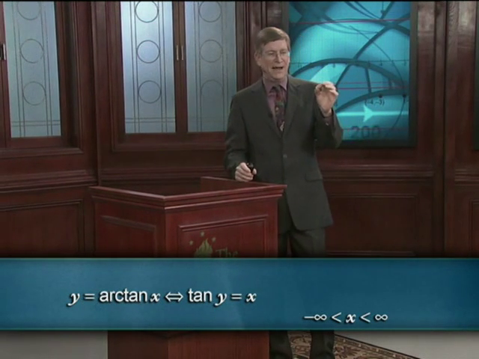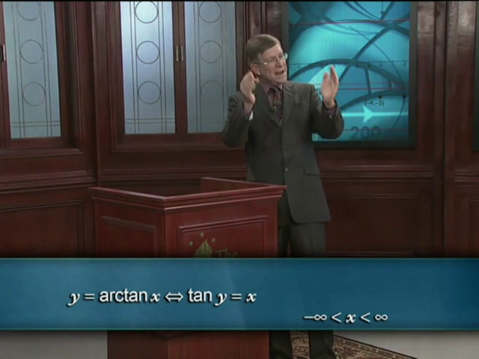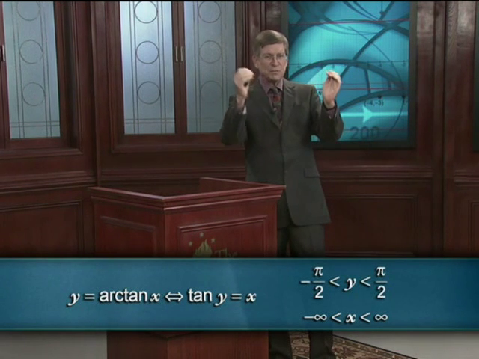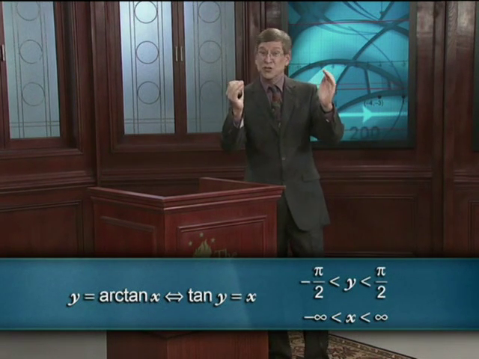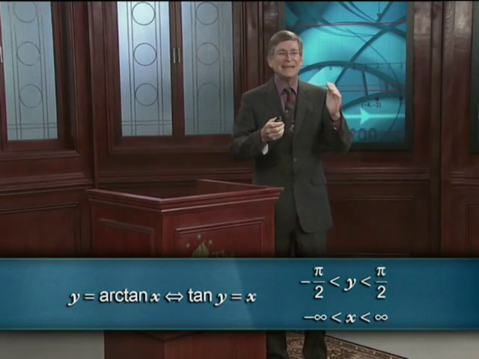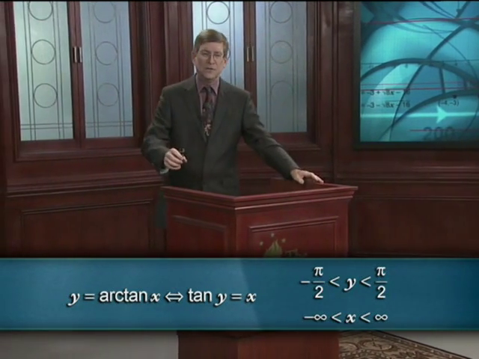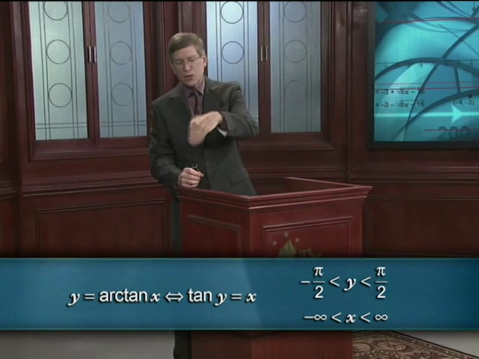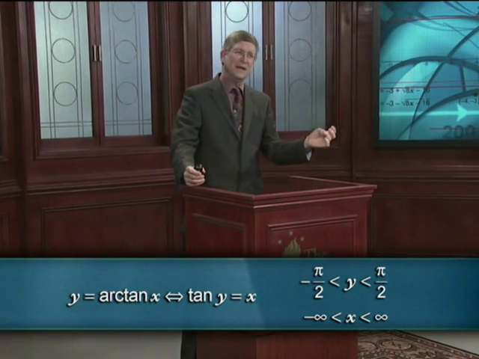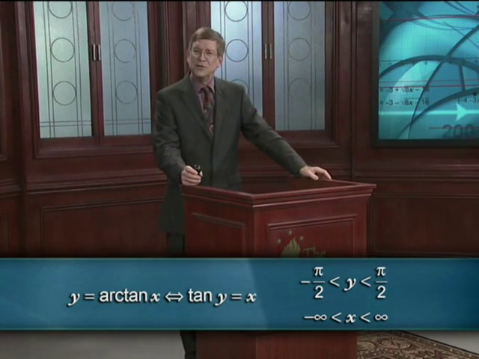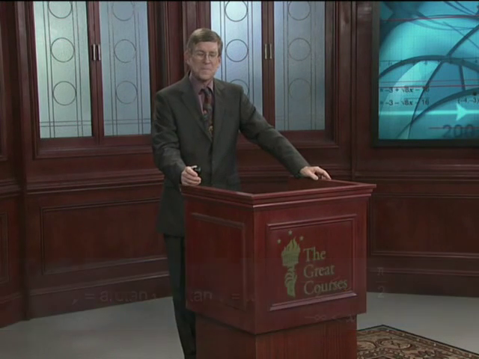In a similar fashion, the domain of tangent was minus pi over 2 to pi over 2, the restricted domain, and hence that will become the range of arctangent. Domain turns into range, range turns into domain. So there's the final definition of arctangent.